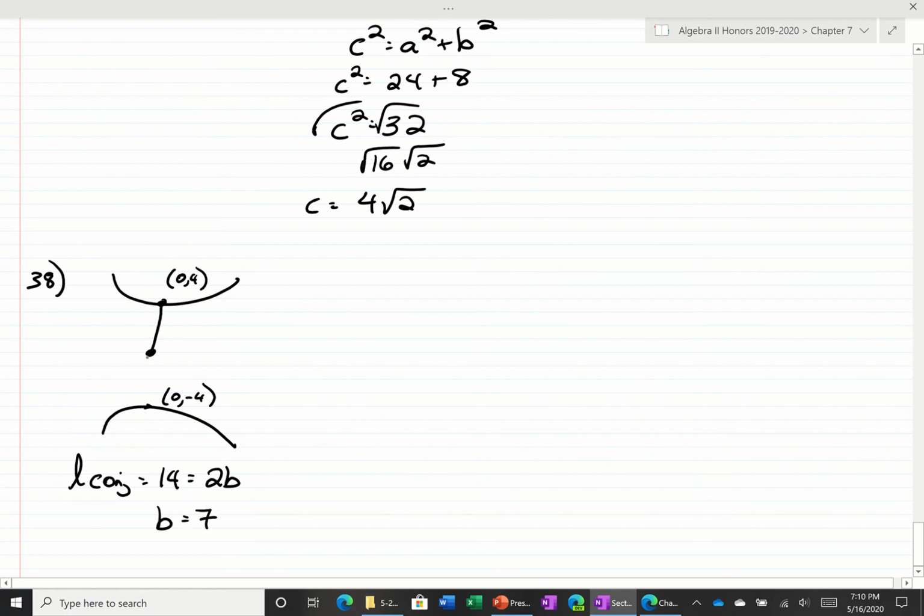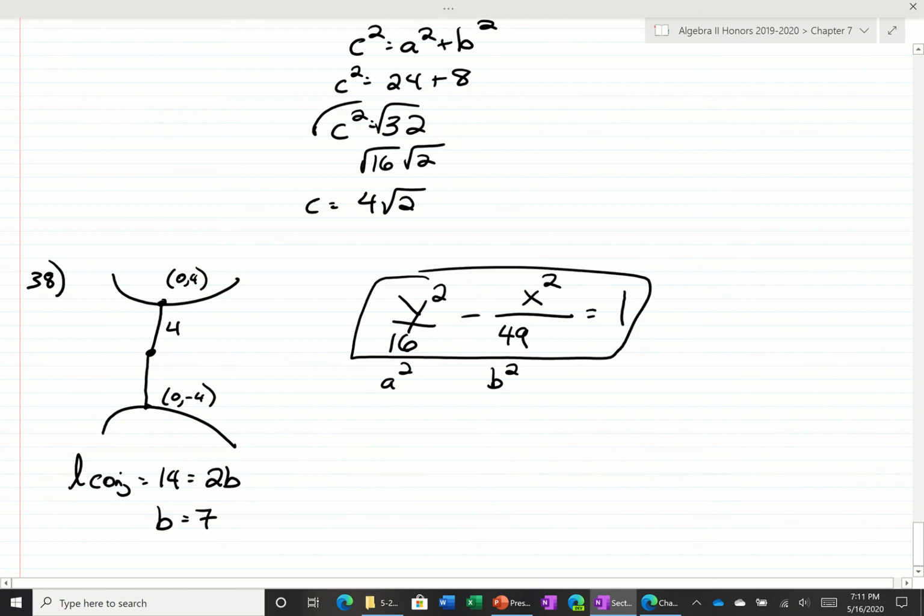If those are the vertices, we know from the center, 0, 0, y is going to come first because it is vertical. A squared and b squared. Well, b is 7, so b squared is 49. And a is 4, so a squared is 16. That should be my answer for 38. Just double check here. 38. Y squared over 16 minus x squared over 49 equals 1.